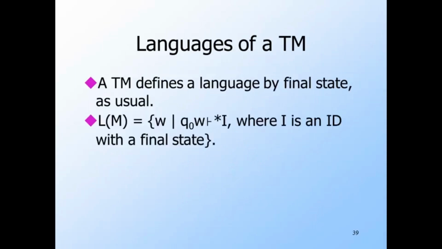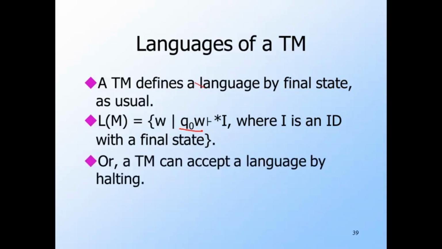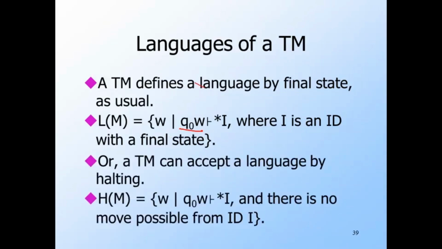Formally, L of M for Turing machine M is the set of strings of input symbols W, such that started in the initial ID, that's q0 W, with W on the tape, M gets to some ID with a final state. The other way to define a language is by halting. We define H of M to be the set of input strings W such that started in the initial ID again, M gets to some ID for which no move is possible.